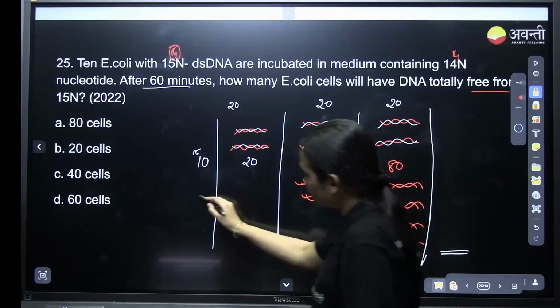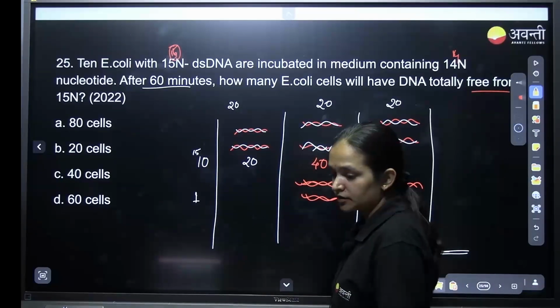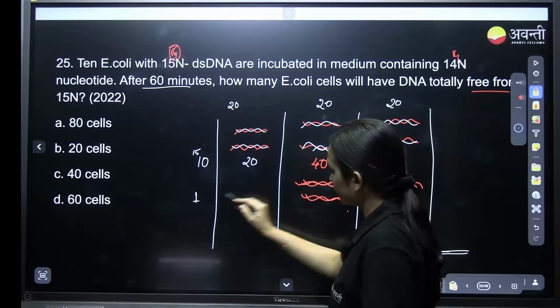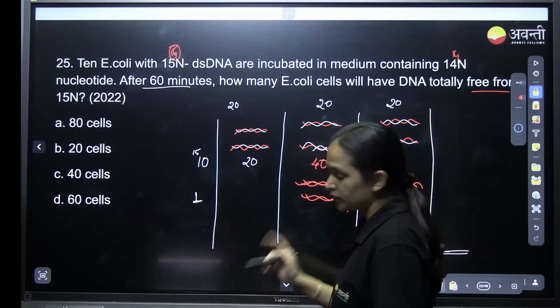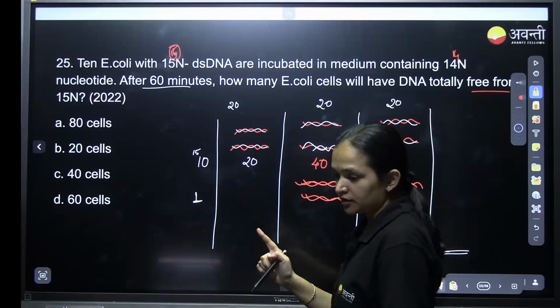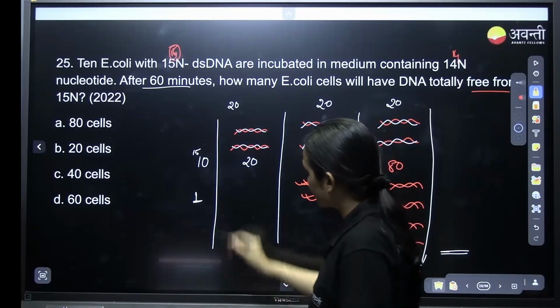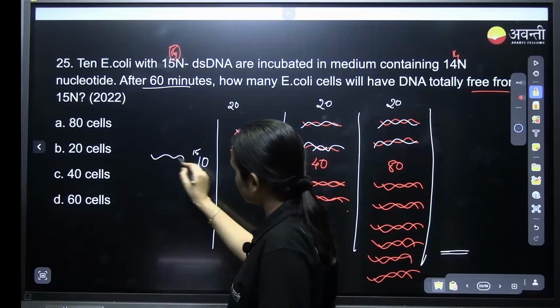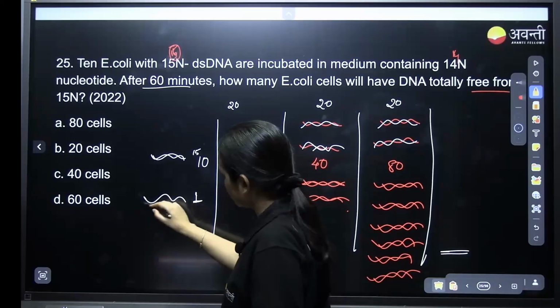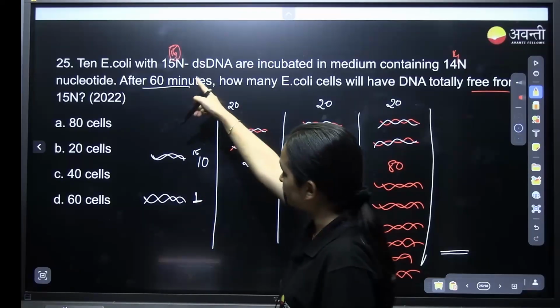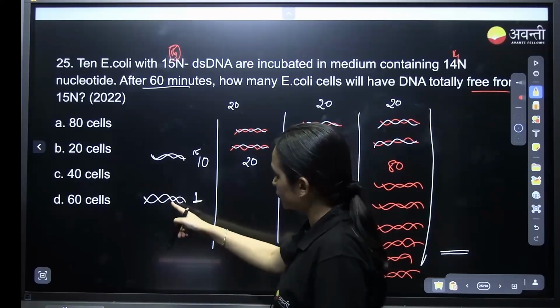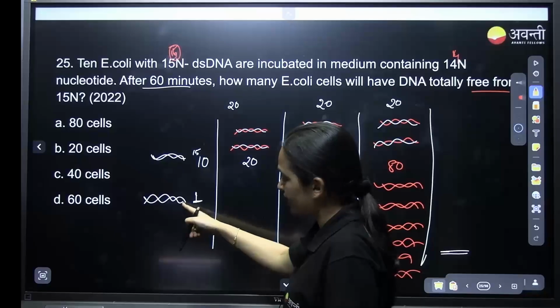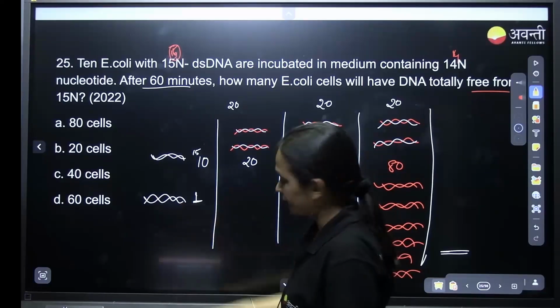So for example, 1 will not take 10, 20, 30, 40, okay fine. For example, there was one bacteria. In that one bacteria, it was having both. It was grown in heavy isotope 15 nitrogen. So it was having this particular DNA.